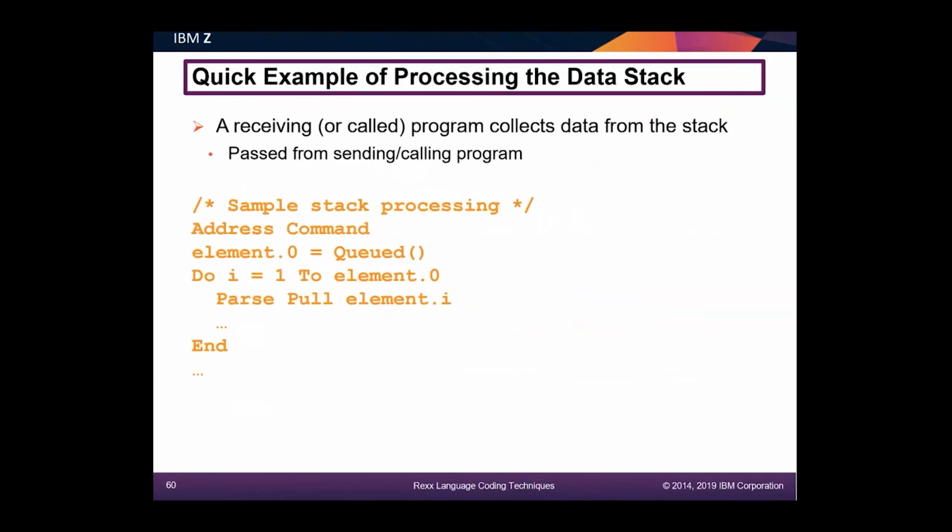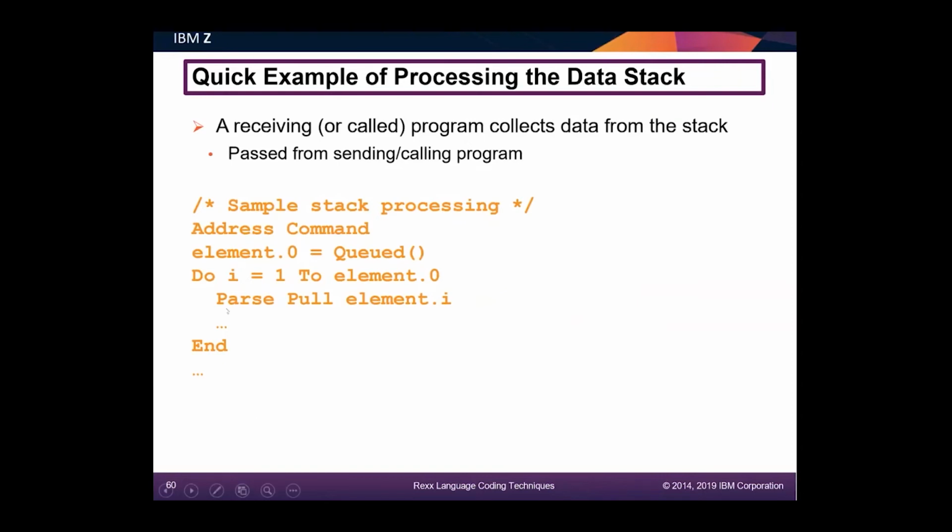So let's just do a quick example of stack processing. This is a typical situation you would see. I'm a receiving program, somebody else called me, and I need a bunch of data that they had. So instead of writing that data to disk and doing I/O and making the second program read that data, I can just pass it on the stack in memory. So typically my receiving program would just put that data into a STEM variable where I can process it more easily for the rest of my program.